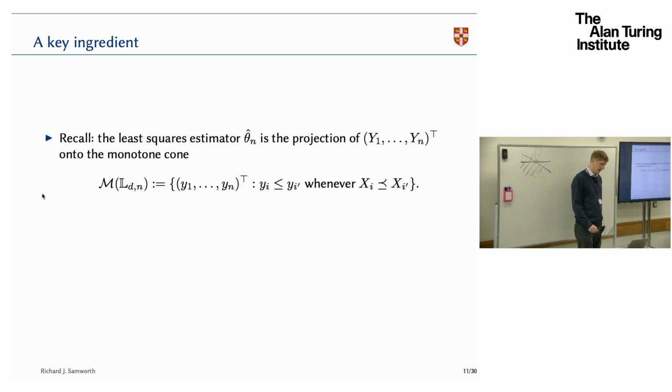Okay, so if I want to compute the least squares estimator, I have to think about projecting my response vector y1 up to yn onto this monotone cone, this intersection of half spaces.